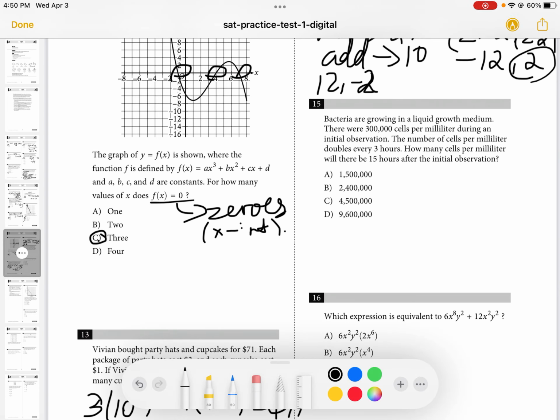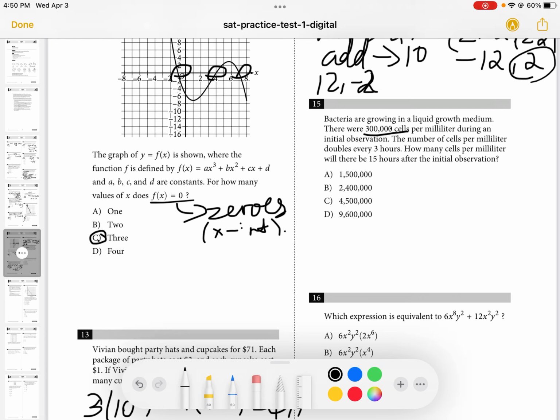Next question. Bacteria are growing in a liquid growth medium. There were 300,000 cells per milliliter during an initial observation. The number of cells per milliliter doubles every 3 hours. How many cells per milliliter will there be 15 hours after the initial observation?